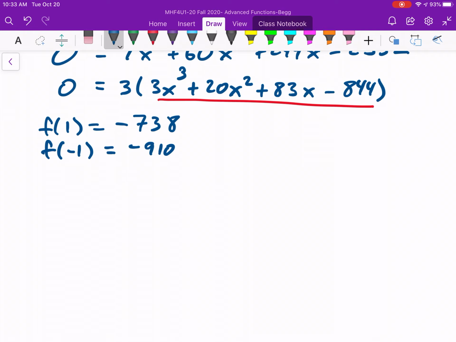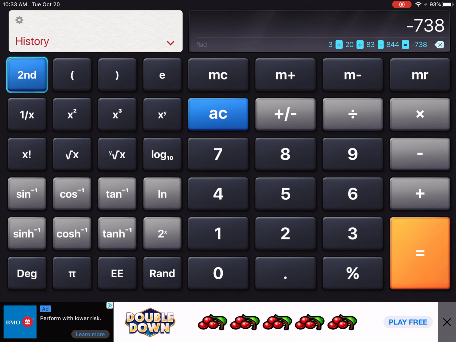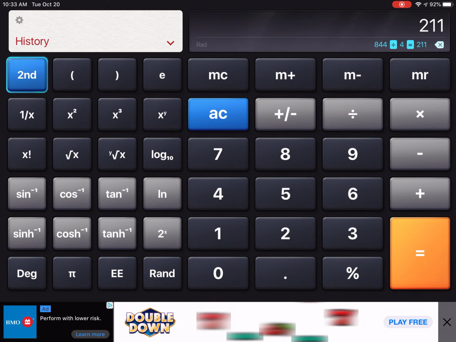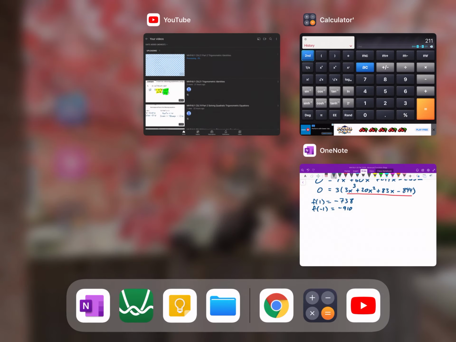And 2 would definitely go into 844, so I could try positive 2, but I don't think that one works, or negative 2 doesn't work. Let's see, 844, can I divide that by 3? No, that doesn't go in evenly, so I can skip over 3, but I can divide that by 4. Yeah, 4 goes in there, right? So I can try 4 as a factor.